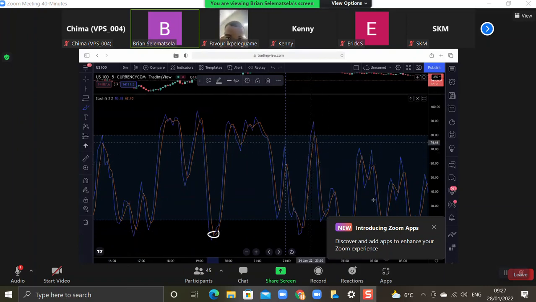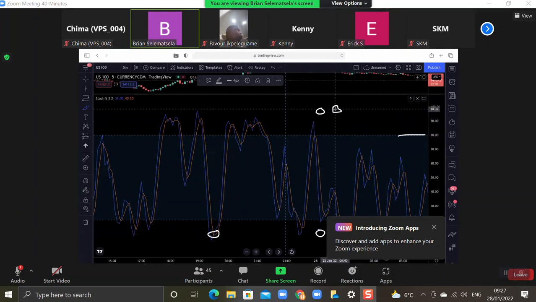And this thing, the stochastic ranges from 0 to 100. And the 20 line, it is highlighted. The 80 line, it is also highlighted. So we want divergences where the market touched the overbought and oversold. This is the overbought. This is the oversold.